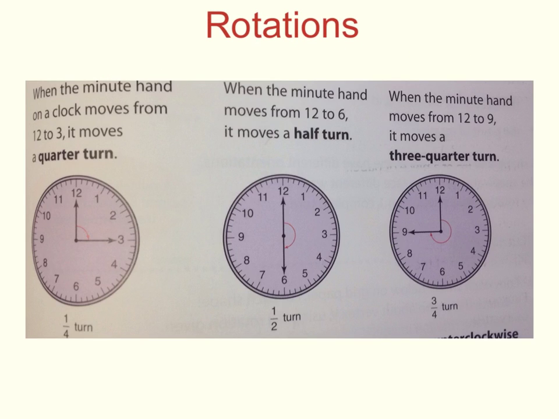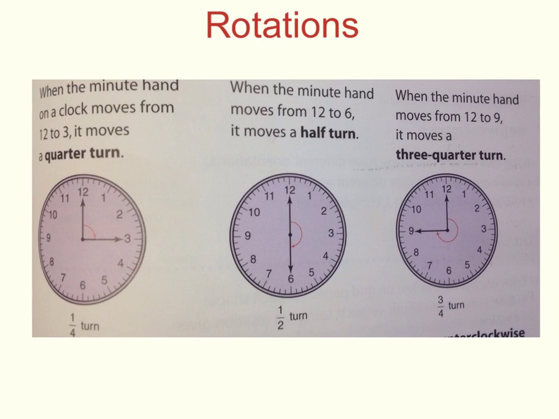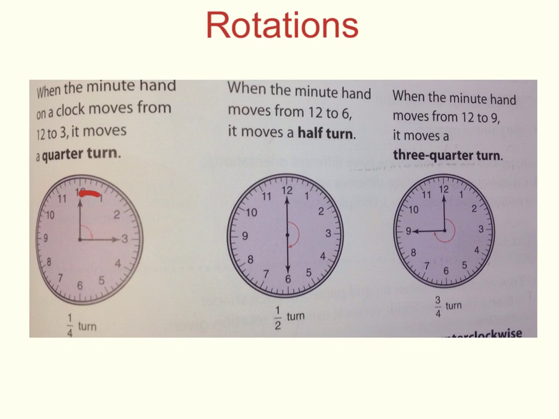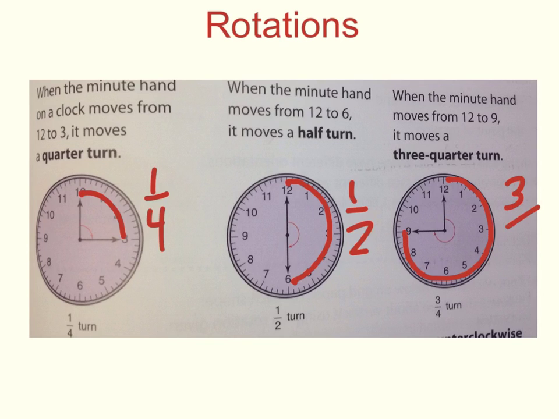When the minute hand on a clock moves from 12 to 3, it's a quarter turn. So from here to here, if it turns that much, we say it moved 1/4 of a turn. If it moves from the 12 to the 6, so from here to here, we say it moved a half a turn. And if it moves from the 12 to the 9, we say it moved 3/4 of a turn.